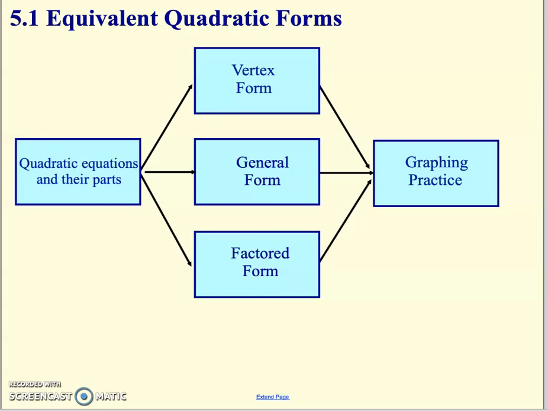Okay, these are your 5.1 notes on the quadratic function and its different forms. So we're looking today at what we call equivalent forms, so we can talk about three different versions of the quadratic function. Now, we did talk about the quadratic function in chapter 4. The parent graph for that is your x squared graph.